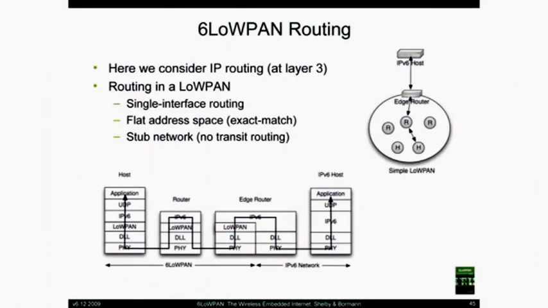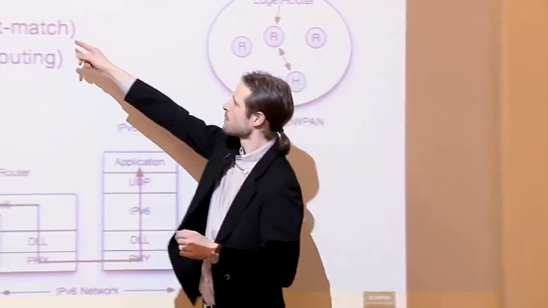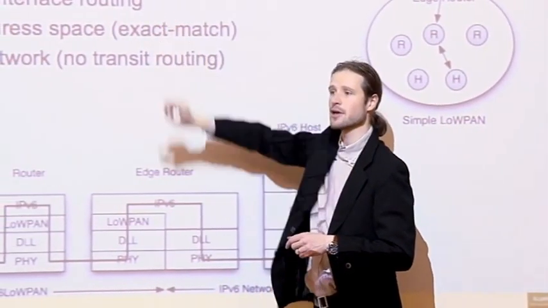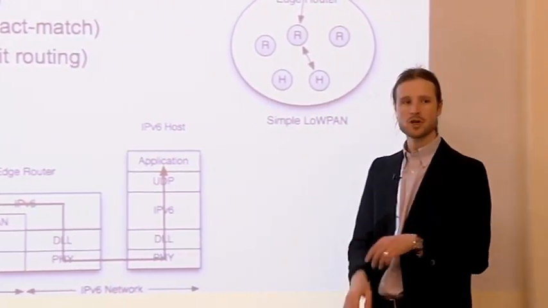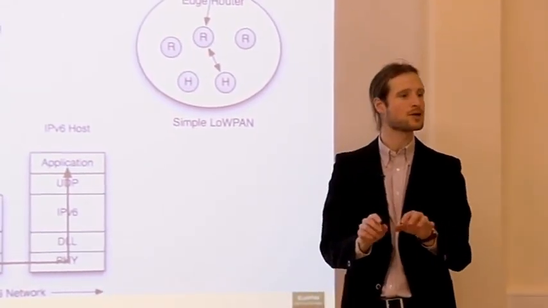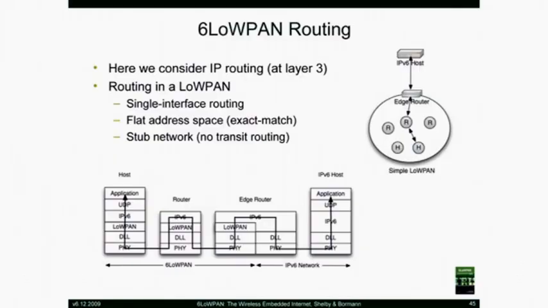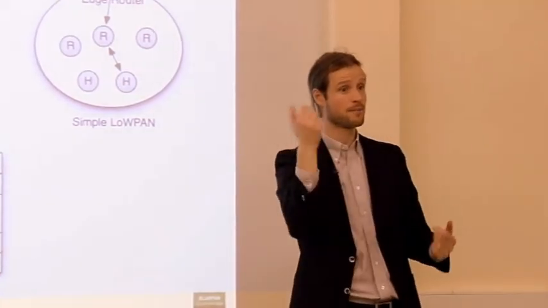There are a few interesting things about LoWPANs which make them a little bit different than other types of networks, or other types of IP routing. One is that we're doing routing on a single interface. Those of you who have done routing on a Linux box, what's different here? On a Linux box, you do routing between Ethernet 0 and Ethernet 1, and you do prefix-based routing. So you say, if this prefix comes, send it there. If this prefix comes, send it there.